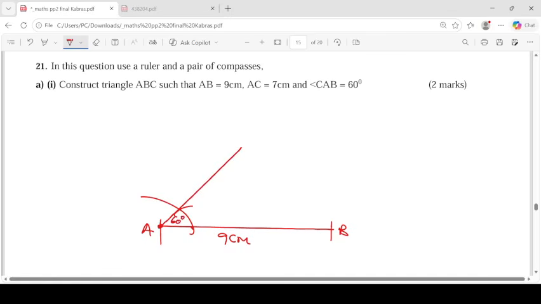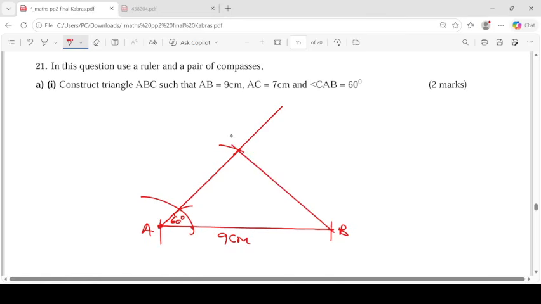But the side AC is 7 centimeters. So after you've extended this line, ladies and gentlemen, after you've drawn this line, measure 7 centimeters. After measuring your 7 centimeters, stand at A, see where it is going to make an arc. Take a cut at that point. Join that point now to C. So join that point now back to B.